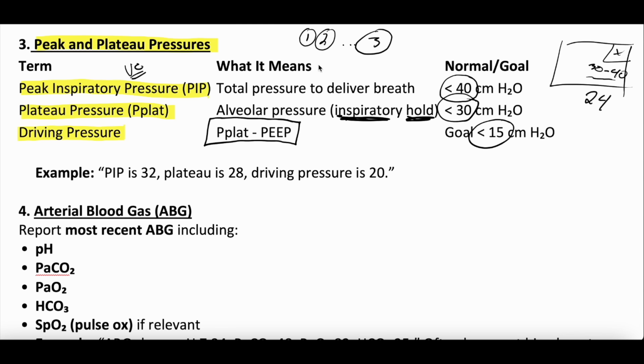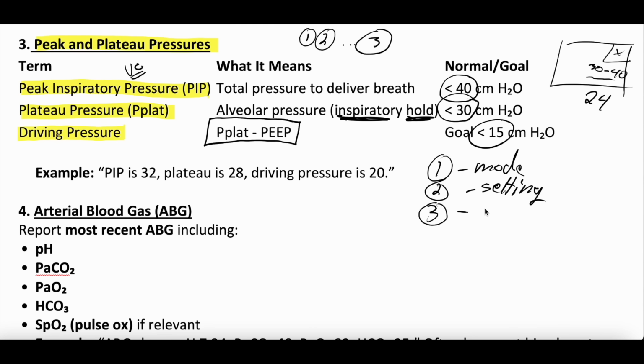So if we were to present peak and plateau pressures, you might say something like, peak pressures have ranged from 30 to 40. Plateau pressure this morning was 28, and the driving pressure is 14. All right, and if you were to connect all those, now we've got 1, which is mode of ventilation, 2, which is settings, and 3, which is pressure.